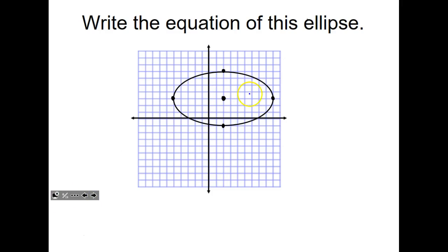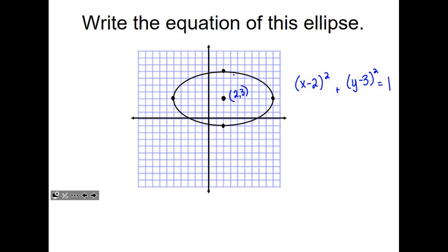So, here we have a picture of an ellipse, and we're asked to write the equation. So we're going to start from the center. So the center here is at (2, 3). So that means we'll have (x minus 2) squared, and then we'll have (y minus 3) squared. An ellipse in standard form is always going to equal 1.